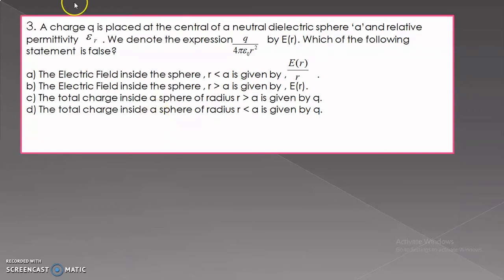Now the last question, this is a very conceptual question according to me. A charge Q is placed at the center of a neutral dielectric sphere A and relative permittivity epsilon R. We denote the expression Q by 4 pi epsilon naught r square by r, where r is varying, that is the distance from the center to the point where we are calculating this electric field. Which of the following statements is false? We have been asked to show which of these following statements is false.